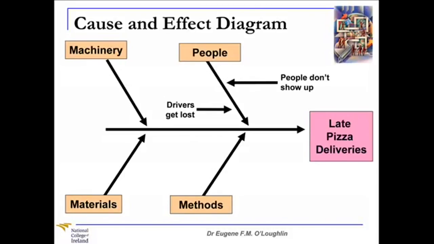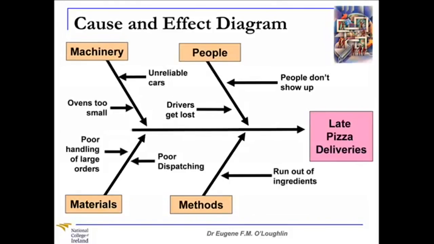So we have our 4 main categories here, and I've spread the diagram out a little bit to make it a little bit more visible. Under the people category, I have identified 2 possible causes as to why people might be causing late deliveries of pizzas, and these are that people don't show up or that the drivers get lost. And then I'm going to do the same for the other 3 categories.